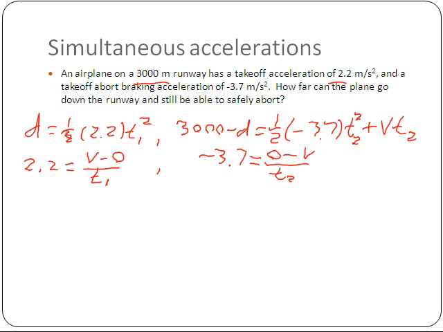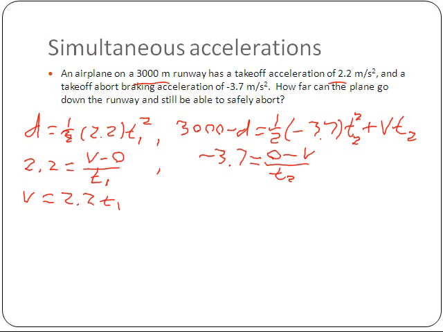So let's go ahead and work this out, and see what we'd want to do on this. First thing we can say is let's look at the first 2 equations. d is equal to 1/2 times 2.2 times t1 squared, and the second one, 2.2 equals v minus 0 over t1. There's a t1 in both equations, so let's solve the second one for t1 and then plug it into the first one. So we basically get over here that v is equal to 2.2 times t1.